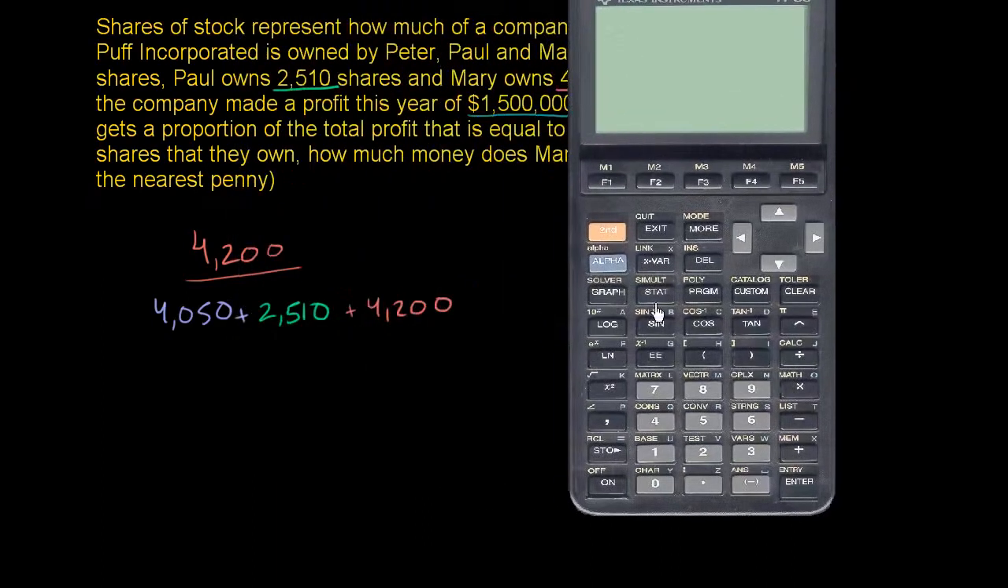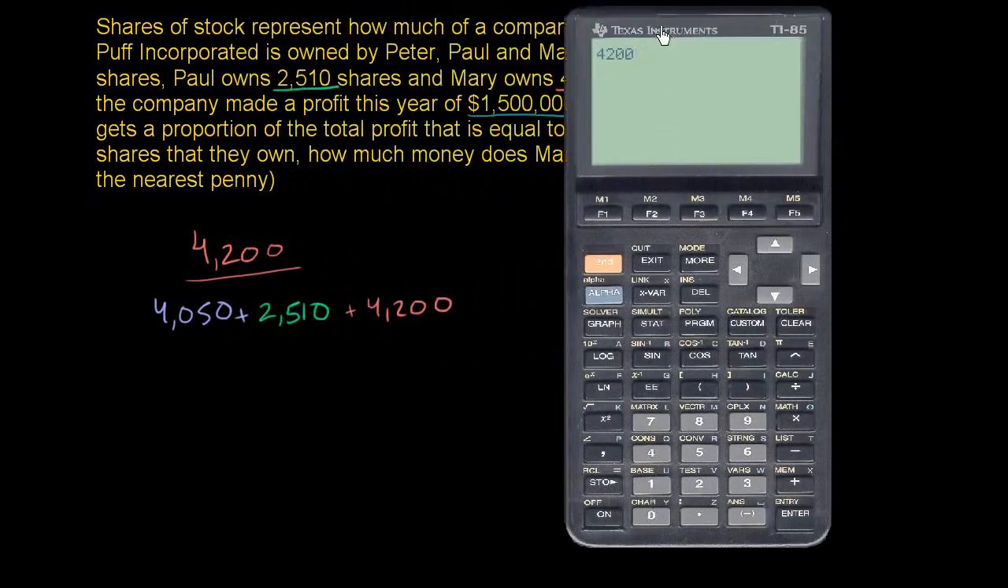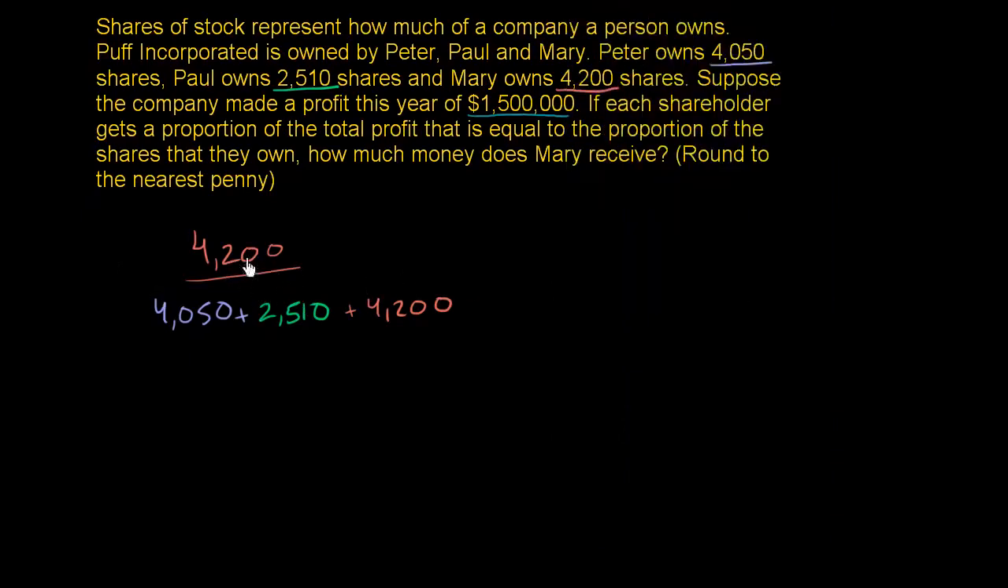So this is going to be 4,200 divided by 4,050 plus 2,510 plus 4,200. And so Mary should get 0.39 of the profit, or in terms of percentage, it would be 39% of the profit. So this is approximately equal to 0.39.